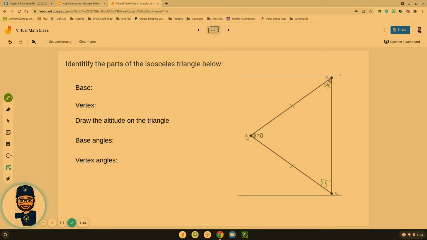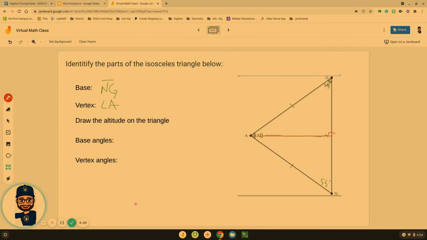That means the vertex is at angle A. Right? The vertex is at angle A. The base is opposite that. Well, what do we name this segment over here? Segment NG. Draw in the altitude. I kind of did that, but we'll do it again in red. The altitude is going to drop straight from the vertex right down there and create a right angle.